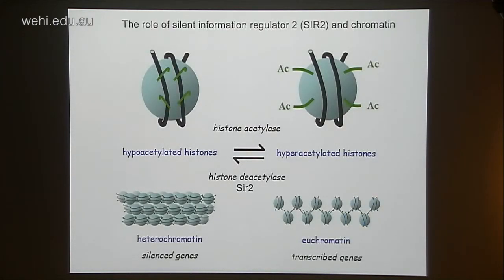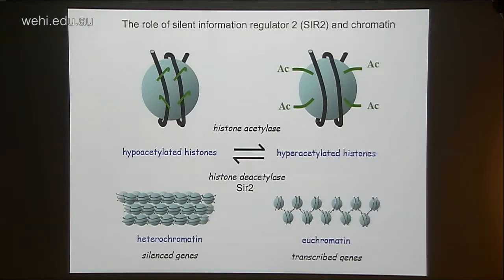Firstly, histone silent information regulator 2, which was discovered back in yeast quite a long time ago, was important for regulation of the yeast mating type locus. Silencing information regulators 2 are histone deacetylases, and they act in concert with histone acetylases to balance the level of acetylation of the chromatin. So a more acetylated form is basically linked to euchromatin and an open form, in other words, a transcriptionally active form, and a less acetylated form is linked to heterochromatin and more silenced forms.